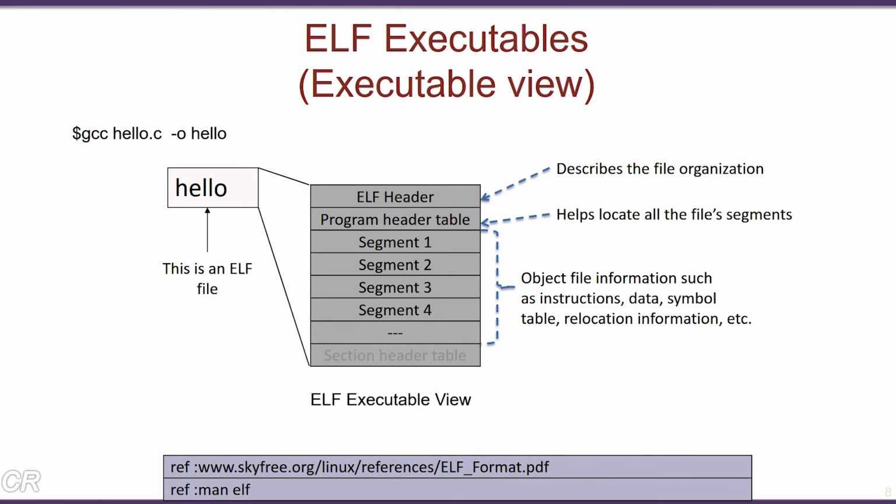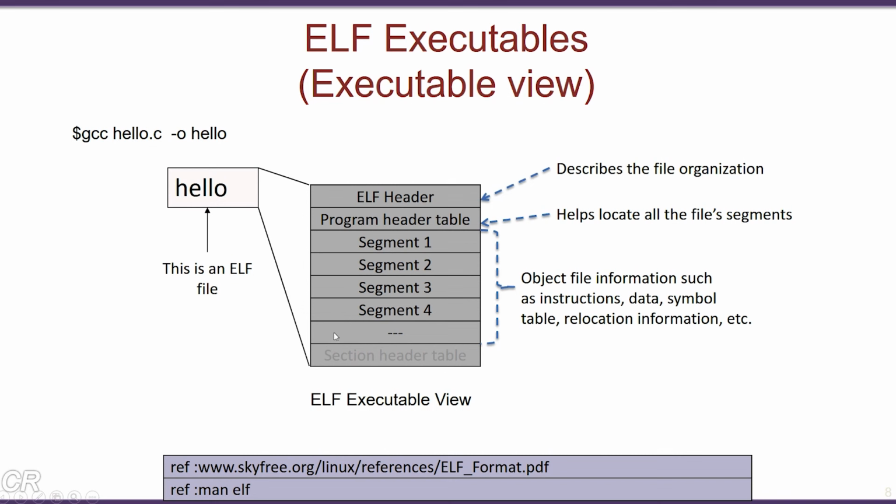Now that we have seen the linker view of an ELF format, we will now look at the executable view. The executable view is applicable for ELF executables. To generate an ELF executable for hello.c, you could run this command: gcc hello.c -o hello. This creates an ELF executable, very similar to a.out, which is called hello. The hello executable has a format like this.